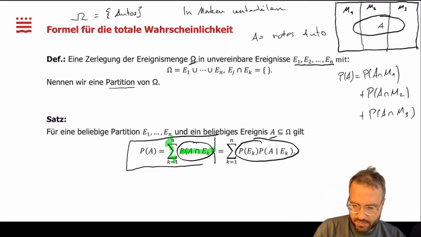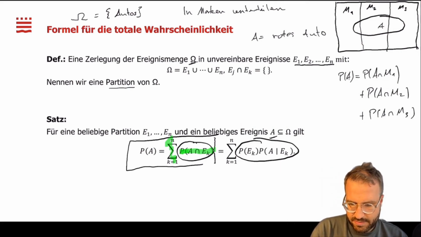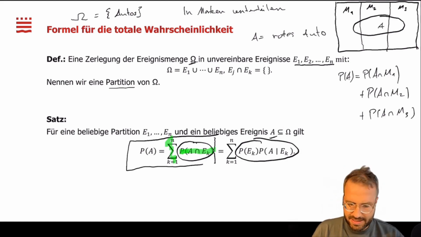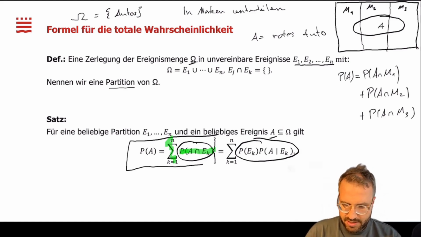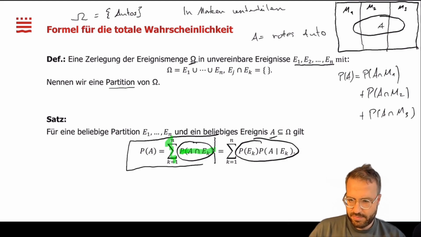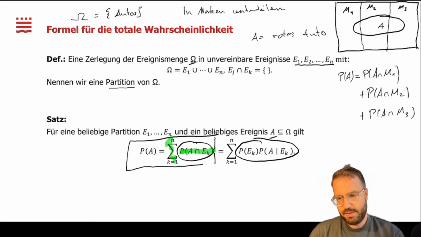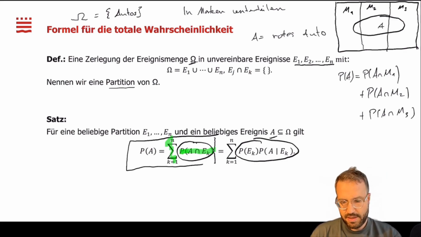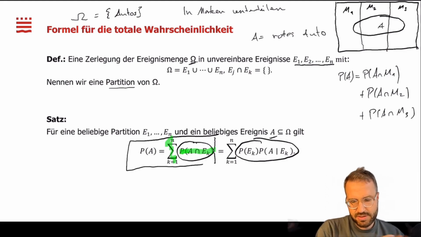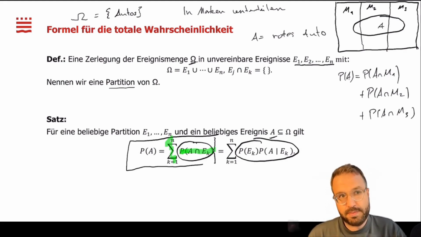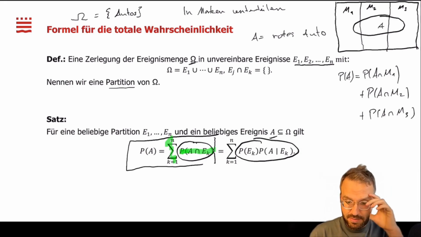So we need to know what the probabilities are for the individual brands, let's say. What is the share of E1, E2, and E3? And then we need to know what the probability of red is under the condition of brand 1, under the condition of brand 2, and so on. Yes, using the axioms once and then using the multiplication theorem for the second time.